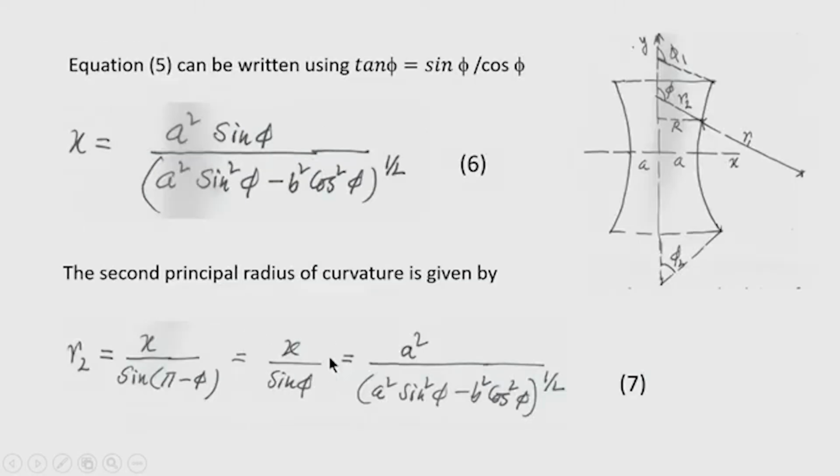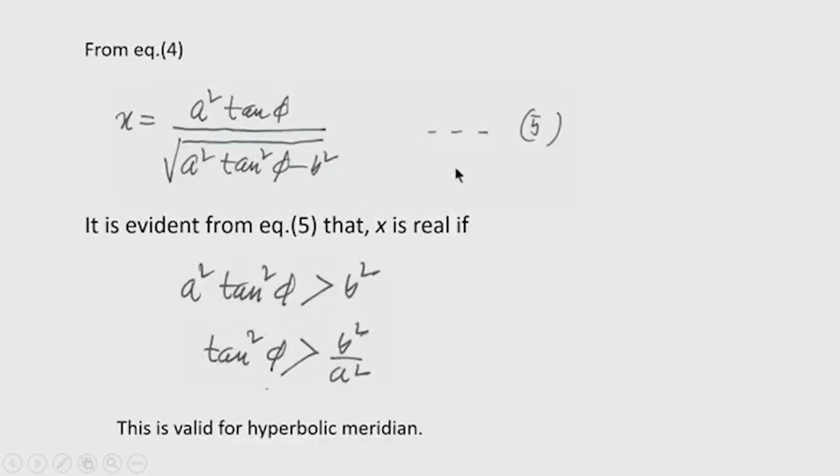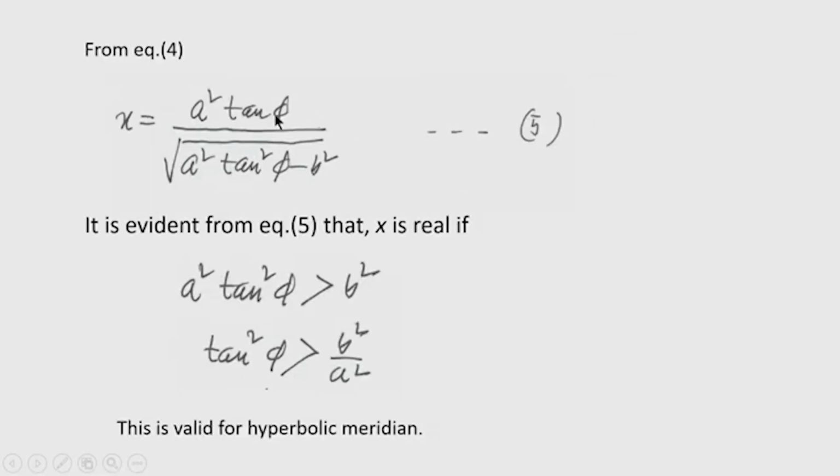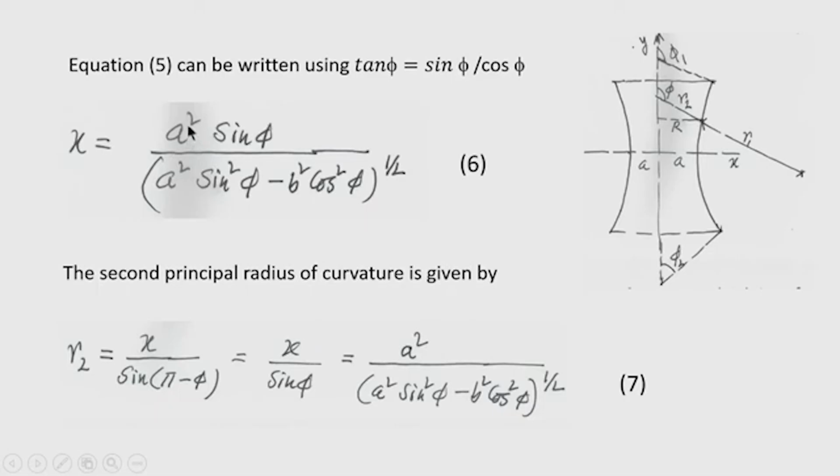Now, from equation 5, tan phi is again substituted as sin phi by cos phi. So, substituting tan phi as sin phi by cos phi, equation 5 can now be written as x equal to a square sin phi divided by a square sin square phi minus b square cos square phi raised to the power half. That means this term is under the square root.